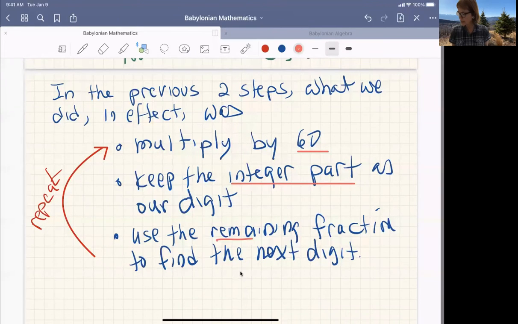And then use the remaining fraction to find the next digit. And how did we find the next digit? We multiplied by 60, keep the integer part, and then use the fraction to find the next one. So since we did that for our first two steps, to make life easy, I'm just going to use this shortcut to find the remaining digits.